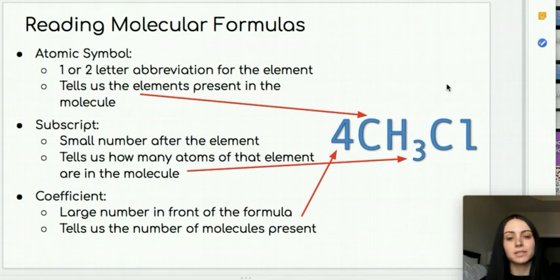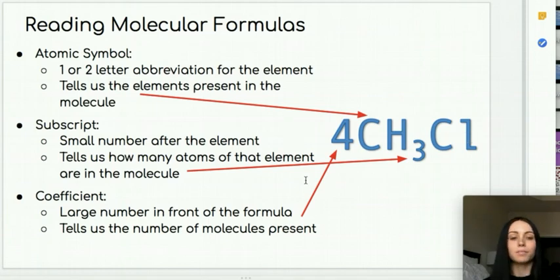So if we look at this as an example, we see that in this particular compound we have carbon, hydrogen, and chlorine represented. Remember, as now we are going to really start practicing reading these, that if it is a single letter symbol, it will be capitalized. If it is a 2-letter symbol, it will be a capitalized first letter and a lowercase second letter. That is how we know that this is chlorine, a single element, not 2 different elements.